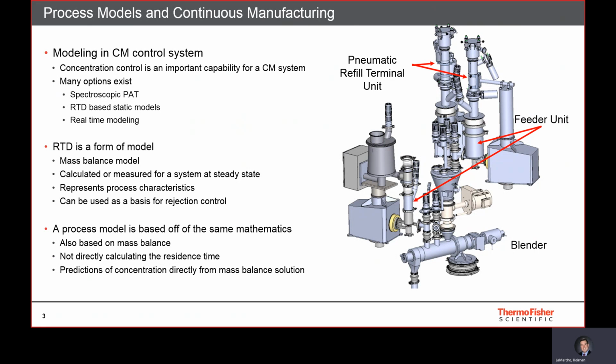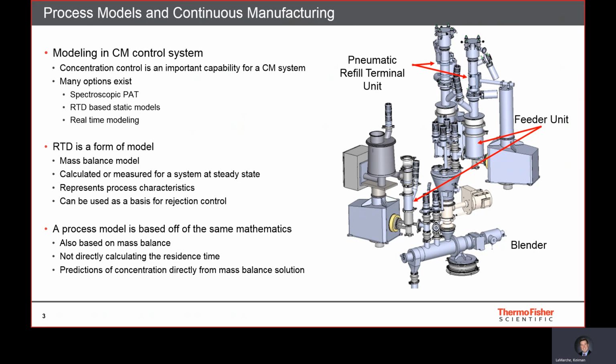So why use models in a continuous manufacturing control system? Models play a very important role in continuous manufacturing systems where controlling the concentration of API and other constituents in the final product is extremely important. One of the benefits of continuous manufacturing is there are several ways to access data about the concentration, and with that information, control the product quality. For example, spectroscopic PAT methods can be used to predict concentrations at a point in the process using sensor probes and chemometric models. Or feeder data can be monitored and compared with RTD information about the system. And of course, real-time models can be used with feeder data to directly predict the product stream concentration.